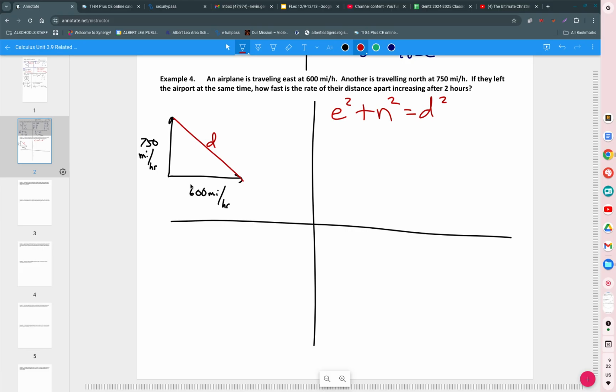Yep. So, considering that situation, I do know E prime. E prime is 600. And I do know N prime, that is 750. What am I trying to find? D prime.